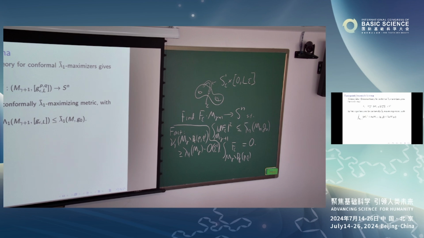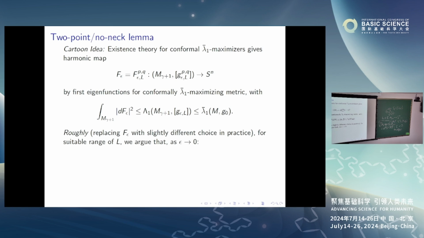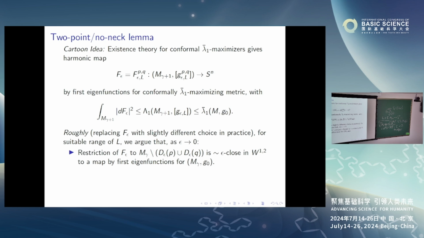and essentially applying a version of Hirsch's trick, you get the following. And note that the following doesn't require any sort of serious PDE argument. It's all soft things at the level of W12. So if we restrict this F epsilon to the surface with the disks cut out, in fact, we can argue it's going to be epsilon close in W12, maybe when we harmonically extend inside those disks, to a map by first eigenfunctions on the lower genus surface. Right? The projection to the first eigenspace is almost all of it.